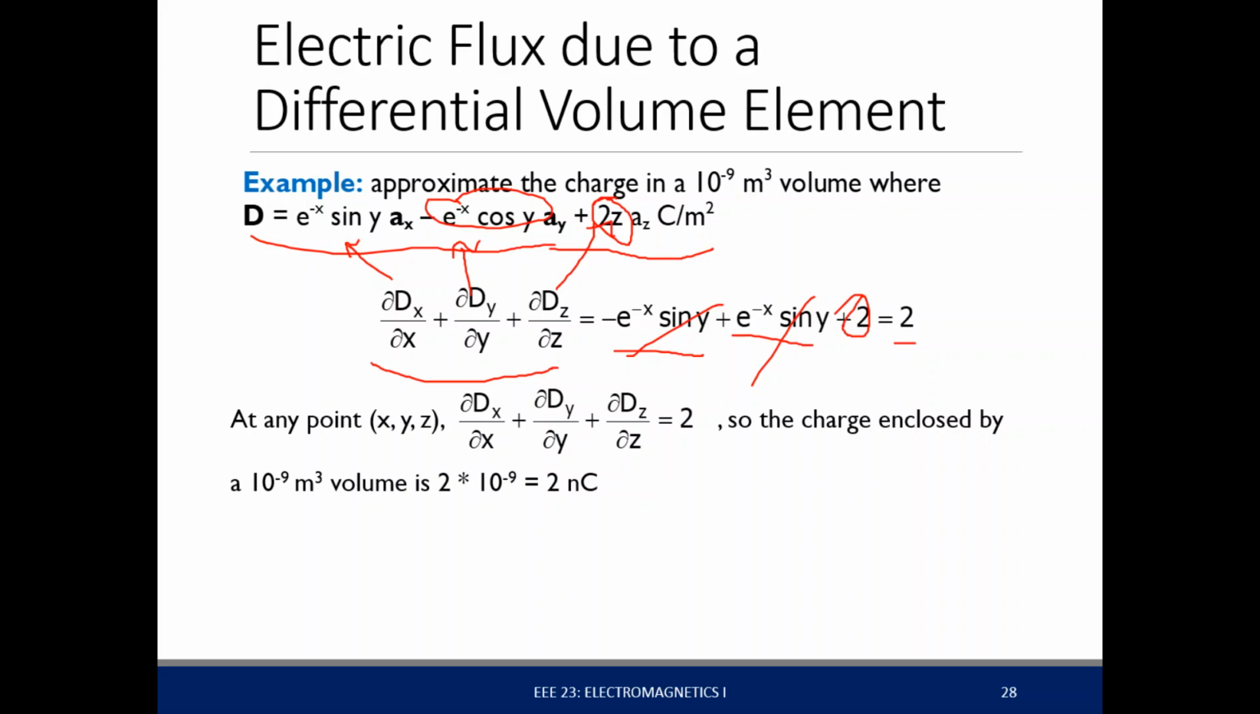What does this mean? It's constant. Therefore, at any point x, y, z, the charge enclosed by a very small volume is equal to 2. Okay. If we multiply it by the actual volume, we get the total charge enclosed by that small volume right there. So you'll get this final answer right here. So it's 2 nanocoulombs. So you can visualize it like something like this.